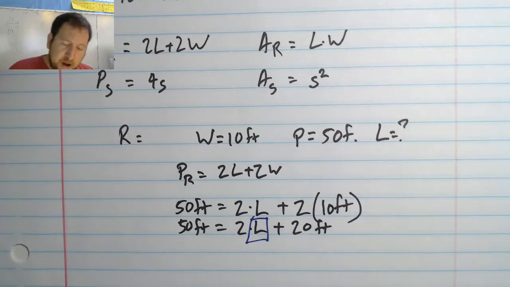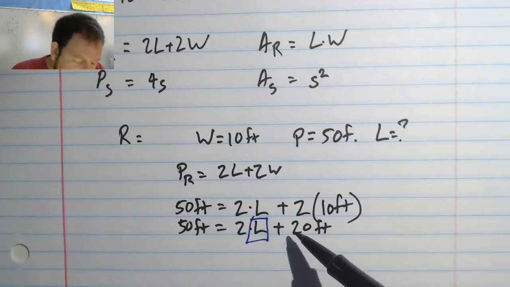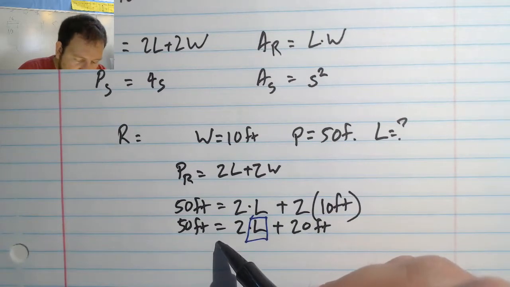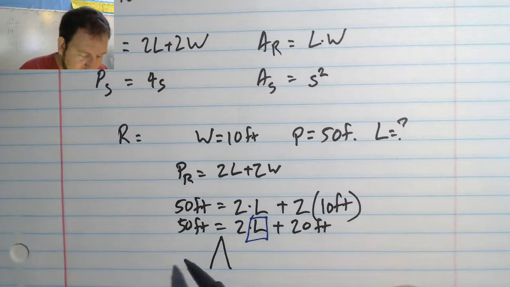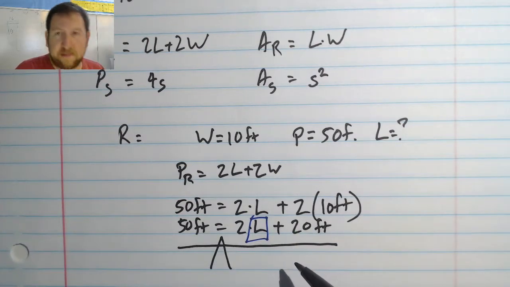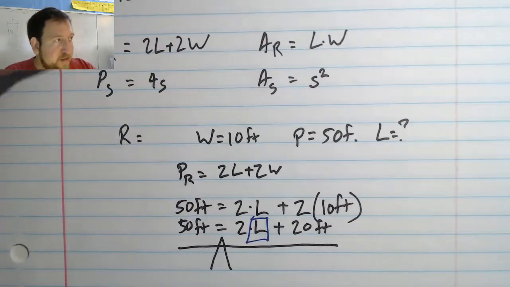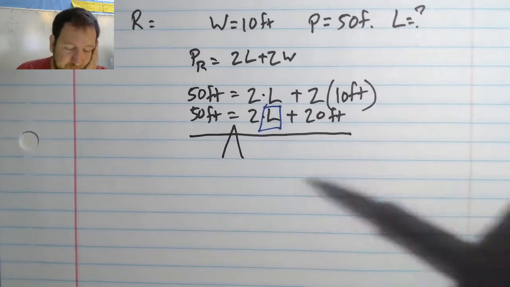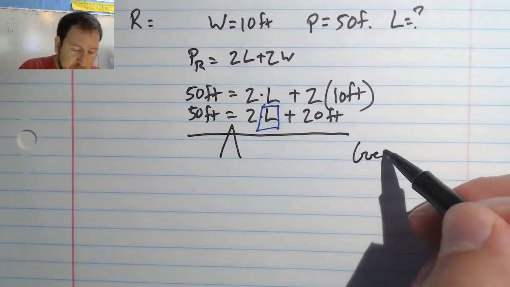Okay, so I need to figure out an L that would make this side equal to this side, because remember, there's kind of like a little scale going on here. Right now the scale is balanced, and we need it to stay balanced in order for it to continue working. So I can try doing a little bit of guessing and testing.